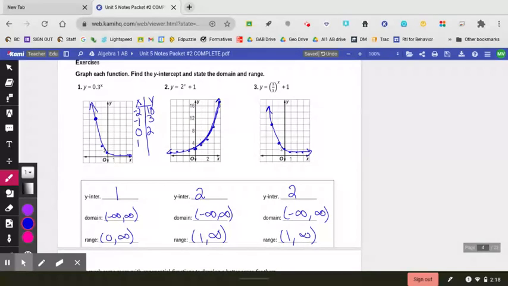Here, again, I made a table on my calculator and I plotted the points. My y-intercept is 2. My domain is negative infinity to infinity. The range is 1 to infinity, because it gets really, really close to 1, but never actually touches 1. Number 3, again, I made a table on my calculator. My y-intercept is 2. My domain is negative infinity to infinity, and my range is 1 to infinity.